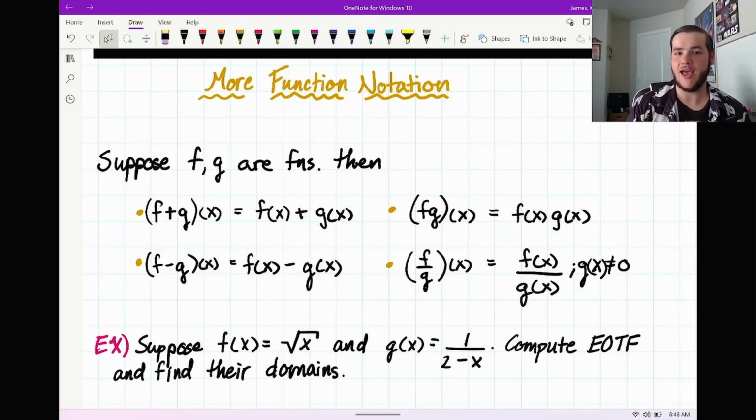Let's suppose that f and g are a couple of functions that we have. Sometimes we need to add, subtract, multiply, and divide functions, and we have notation to represent that. And it's pretty straightforward. When I write f plus g, I mean literally f of x plus g of x. Same thing for minus, same thing for multiply, same thing for divide, so long as the denominator function isn't 0. So let's get some practice with using this notation.